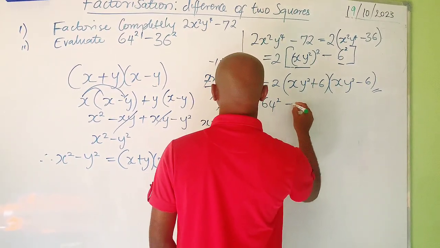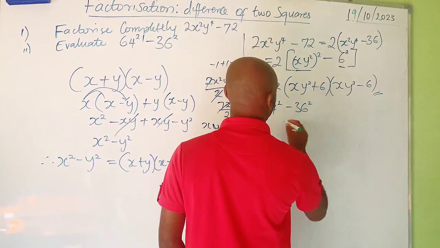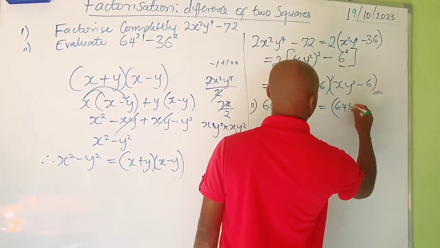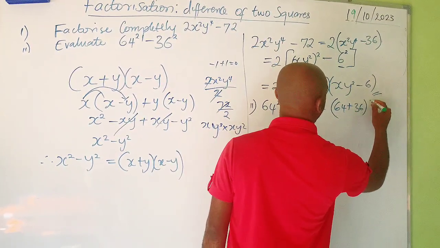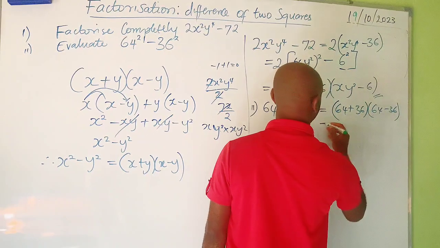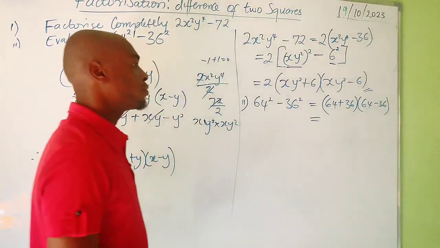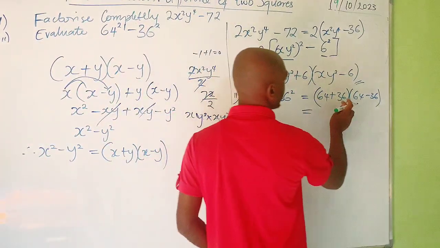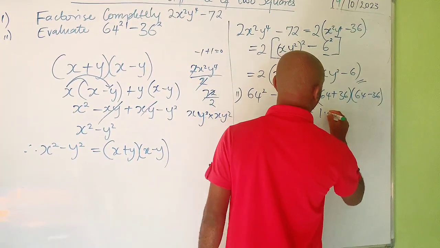64 square minus 36 square. What will we do? Open our bracket: 64 plus 36 and then 64 minus 36. 64 plus 36 gives us 100.